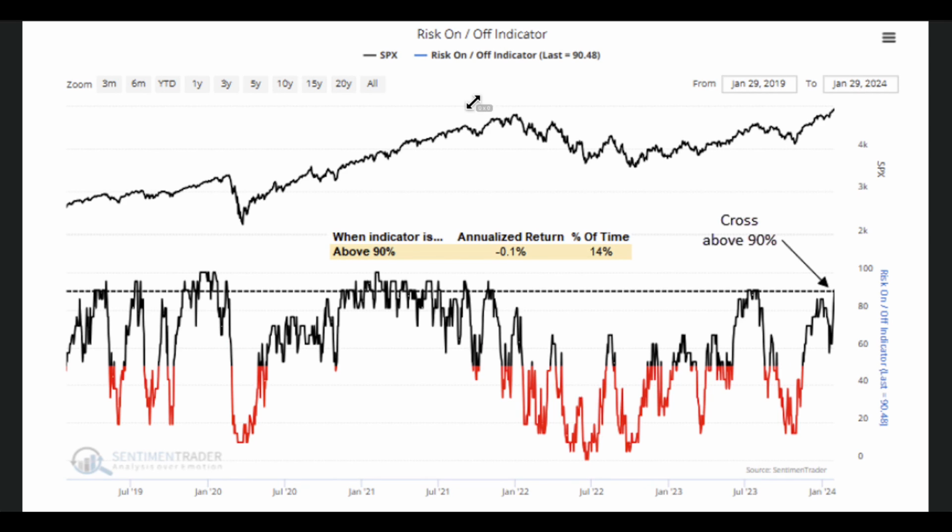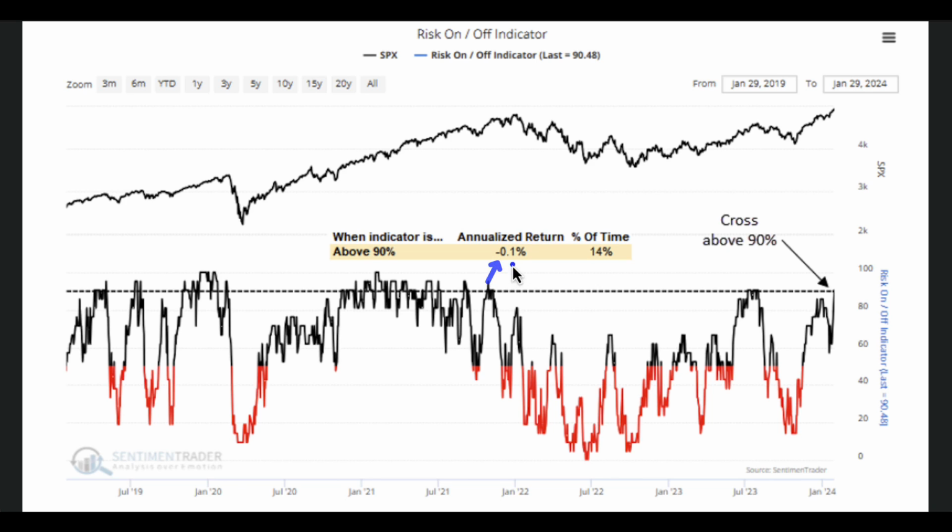Now, I want to be really clear about this, and I apologize that this one's not very clear as far as the screenshot that I took. I'm not really sure why it's not as clear as the other ones, but it's not. So what we're going to notice here is when this indicator is above 90%, annualized return is 0.1%, 14% of the time. Well, that's not a lot.